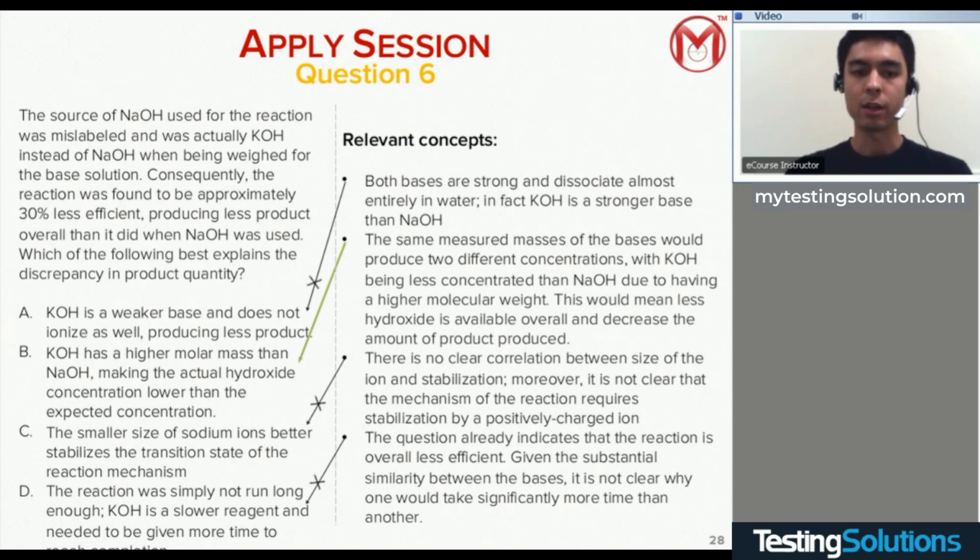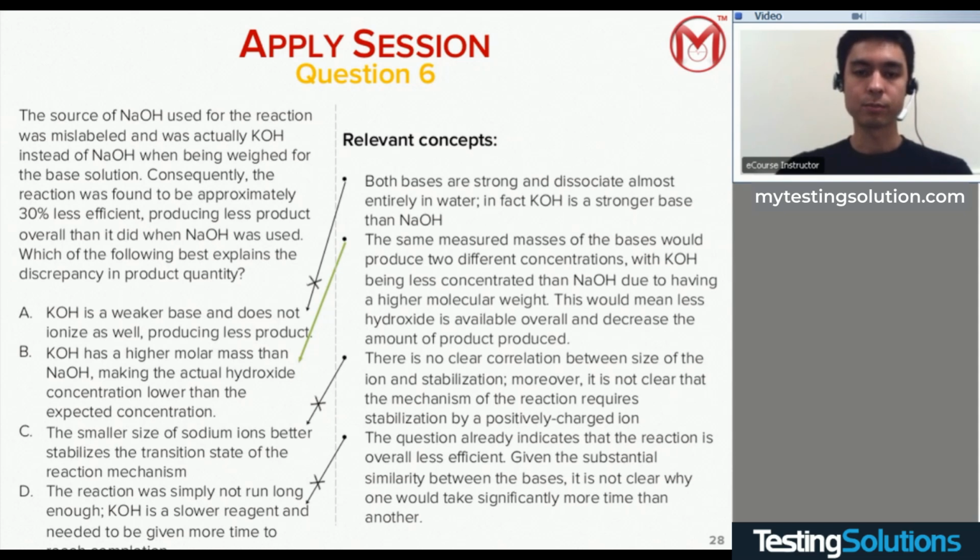Okay, our answer here is B. KOH has a higher molar mass. So when we assume we've added a certain amount, we've weighed it out, we thought its molecular mass was a particular number, but its actual molecular mass was something else. So we weighed it out, and the number of moles was actually different from what we anticipated, because its molecular weight was different from what we anticipated. And so therefore, we're not going to get as much reaction.